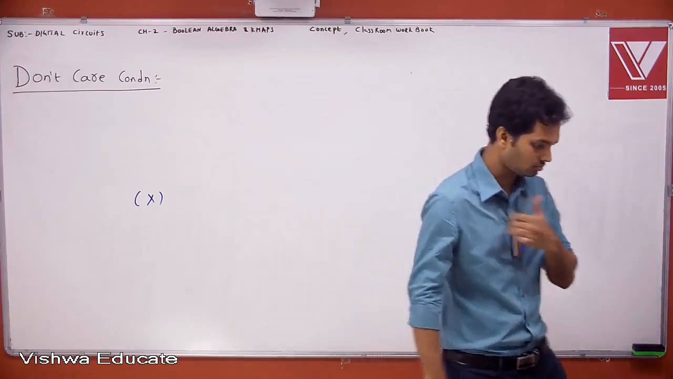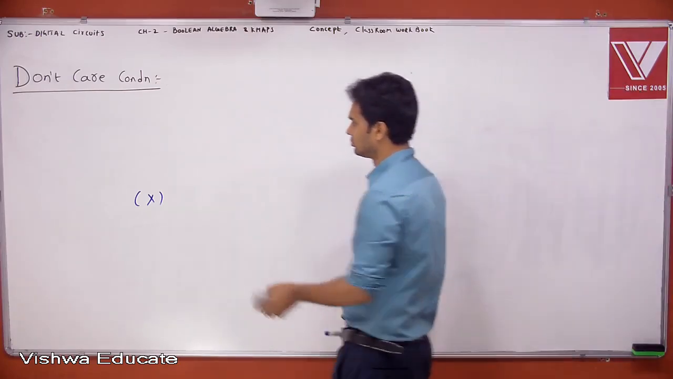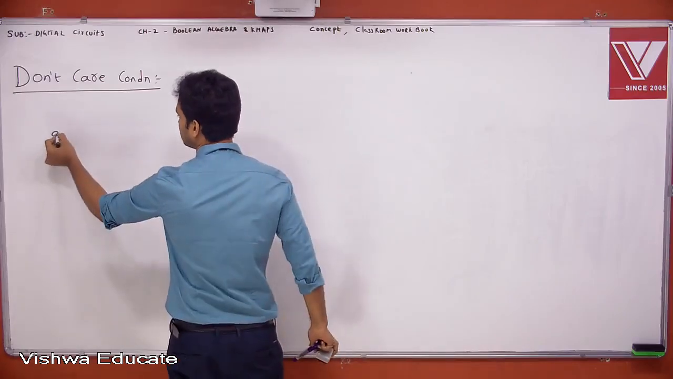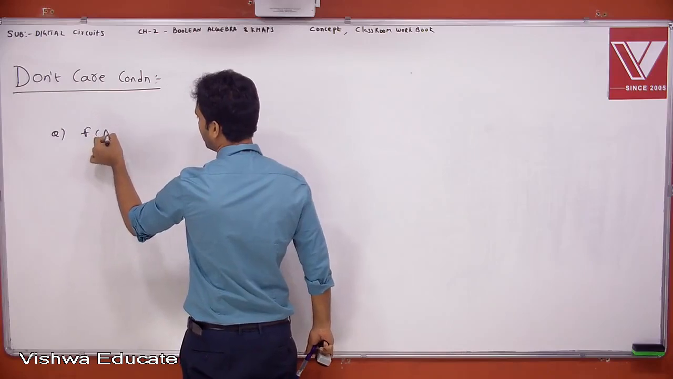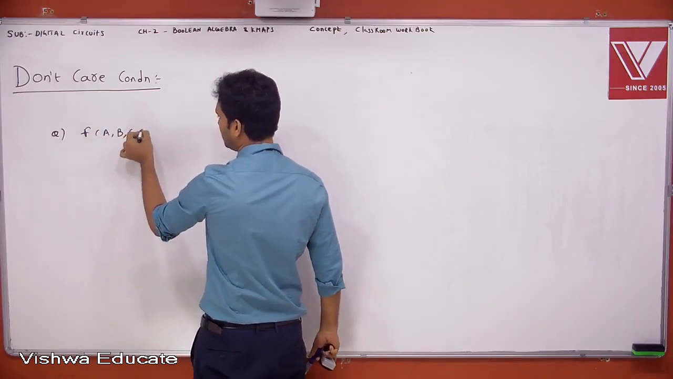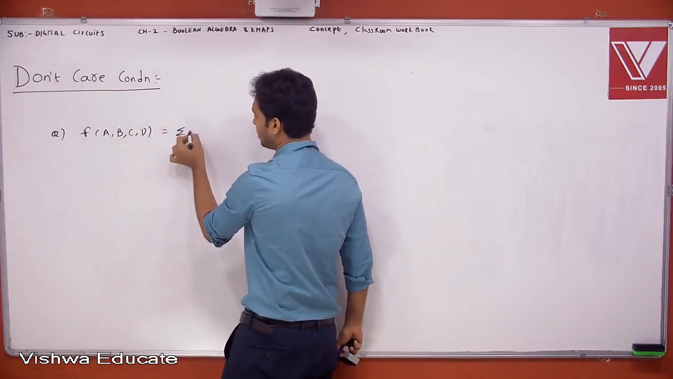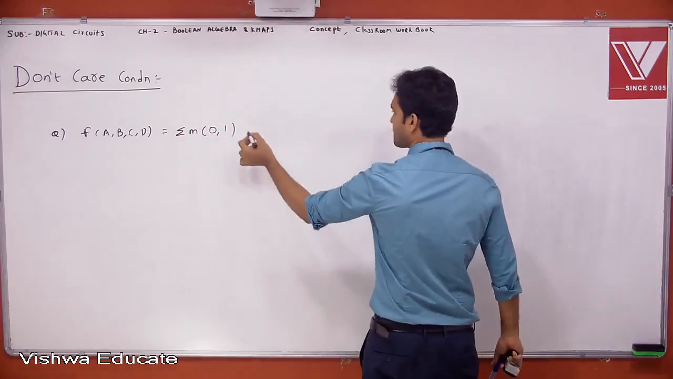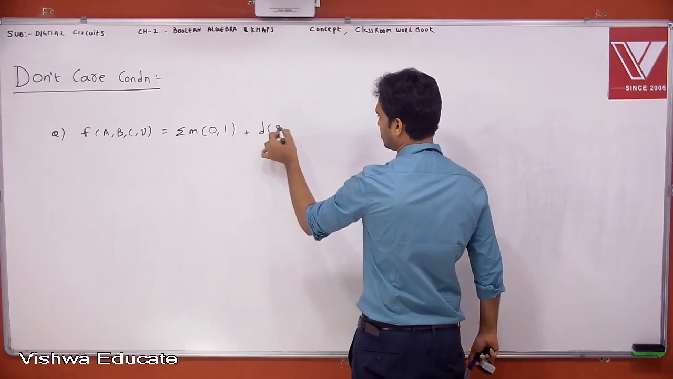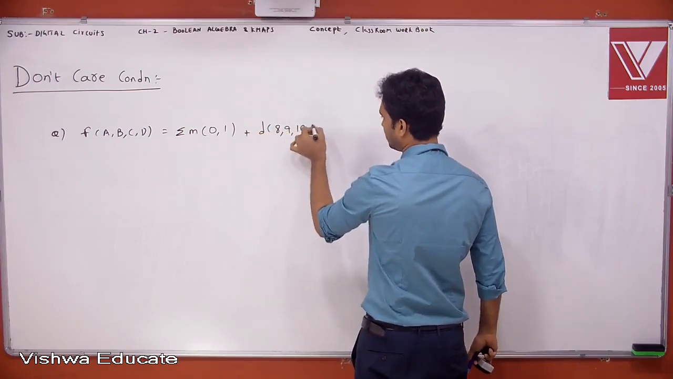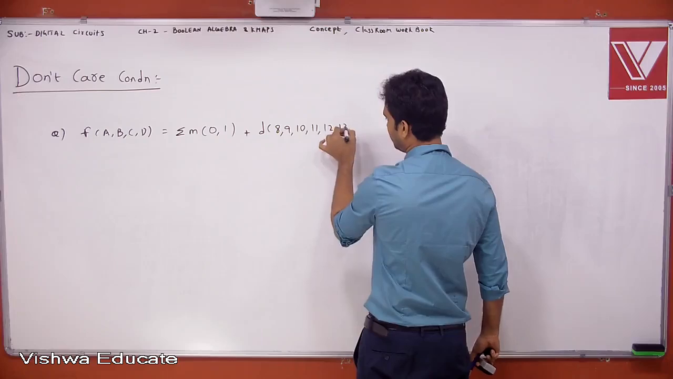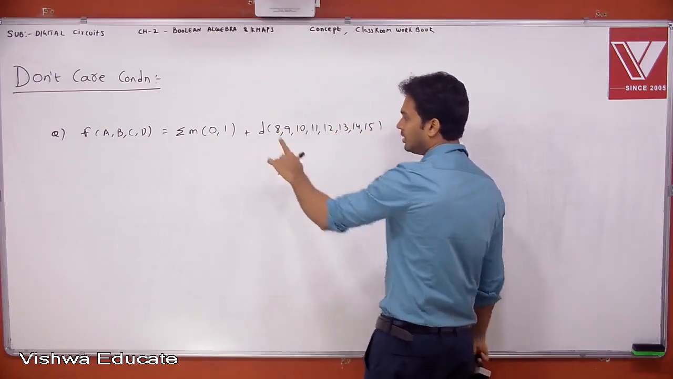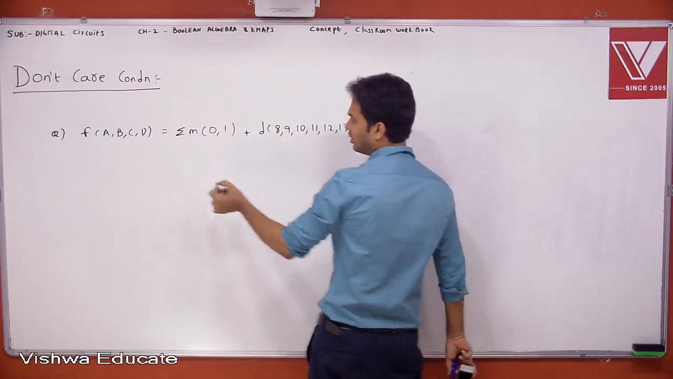See here. For example, let us take one example. f of A B C D equal to sigma m of 0, 1 plus don't cares of 8, 9 up to 15. Suppose they have given the function like this. Here m means min terms, d means what? Don't cares.